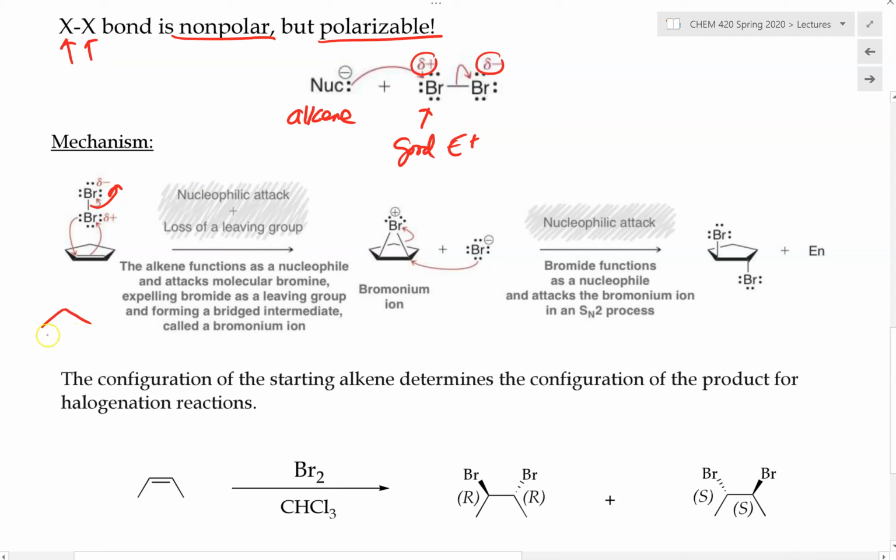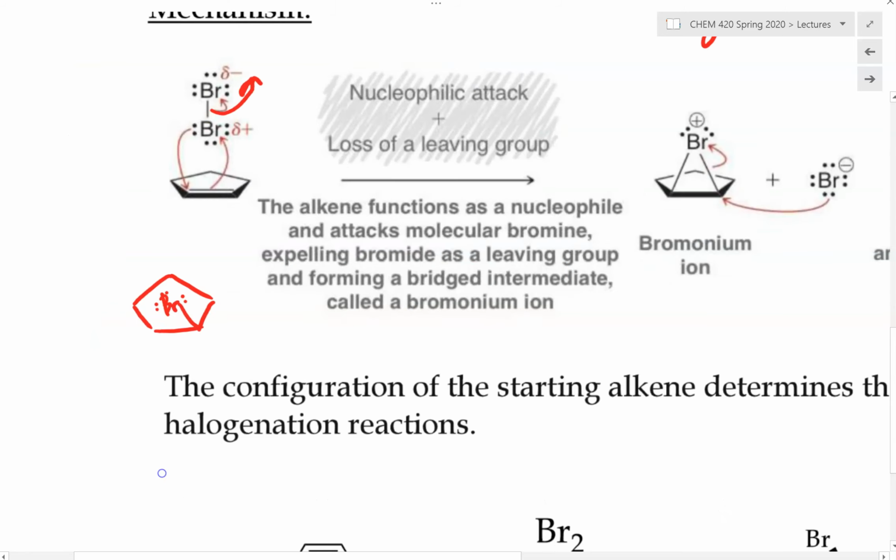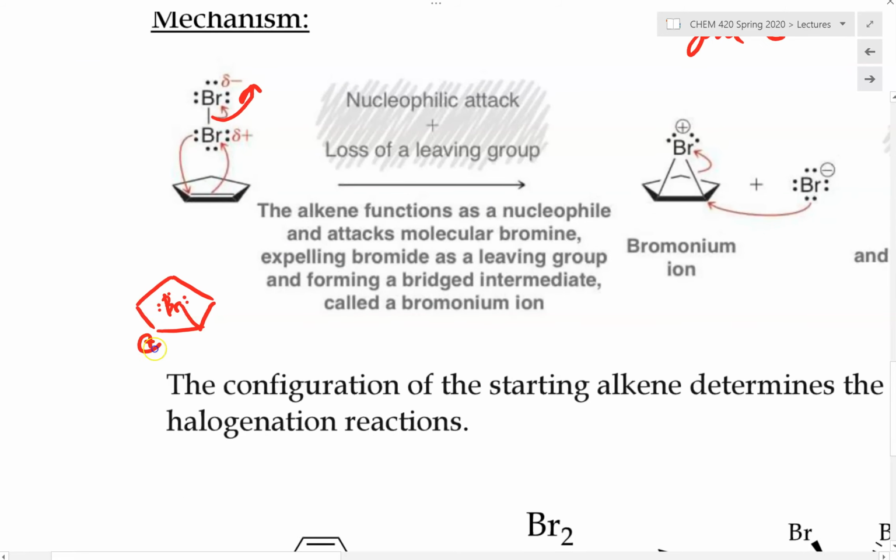We'll be forming this product right here, where we will now have the bromine, and this carbon right here will become a carbocation, and the other bromine has already broken off and become negative.